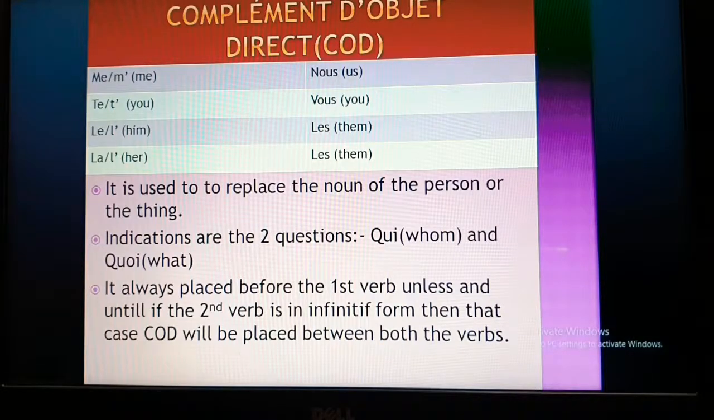In the case of present progressive, we say je suis en train de. So between être and parler, let's say je suis en train de parler, we have a phrase, en train de. So after en train de, we'll place the COD. Okay.